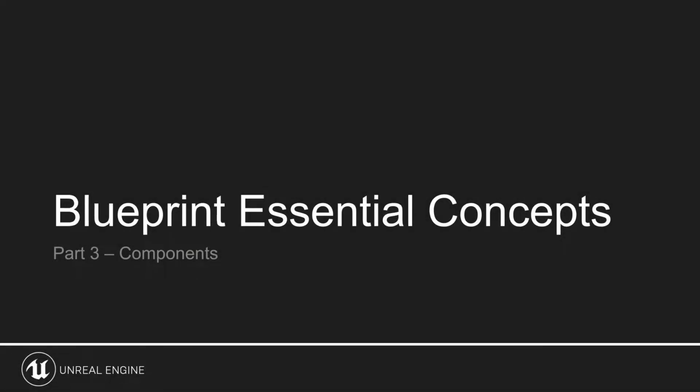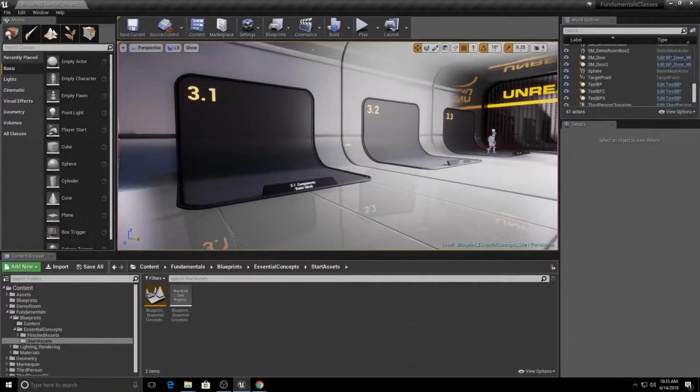Components are the bits and pieces that make up our blueprints and can also have functionality or properties attached to them that we can access. In this video, we're going to take a look at where and how we can add components to our blueprints, accessing their properties, and touch on some of the different types of components that are available. Let's go ahead and start working with components inside of a blueprint.